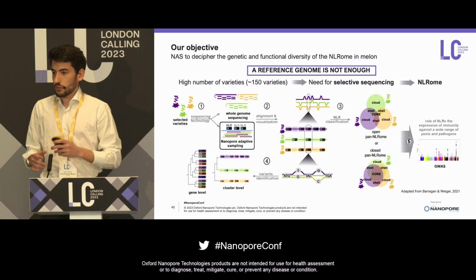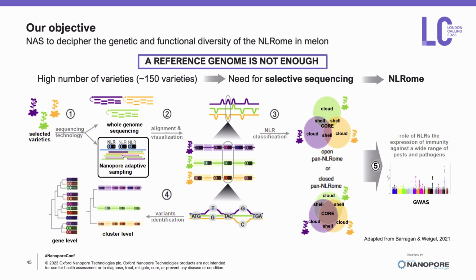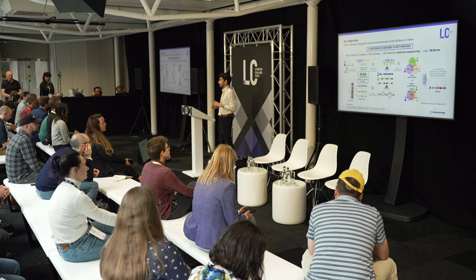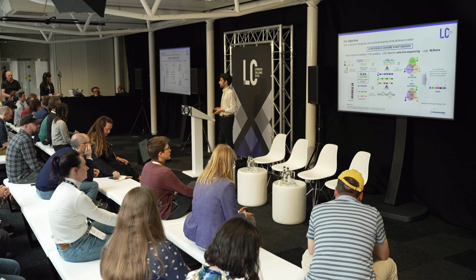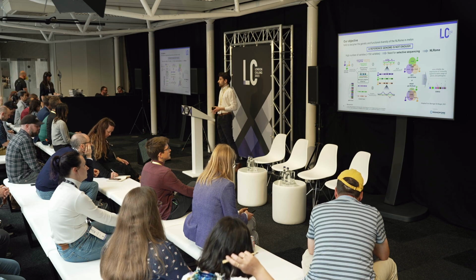I like this figure because we can really see what we plan to do during the project. First, we have our selected varieties. We will sequence them using adaptive sampling, focusing on the NLR genes. And with this information, we plan to build a pan-NLRome graph and do variant calling, so obtain SNPs and structural variants. And the final objective is to use all this information to perform genetic association studies, and like this, investigate the role of these NLR genes in the expression of immunity of the melon plants, which will lead in the future to the creation of new varieties with a high degree of resistance.